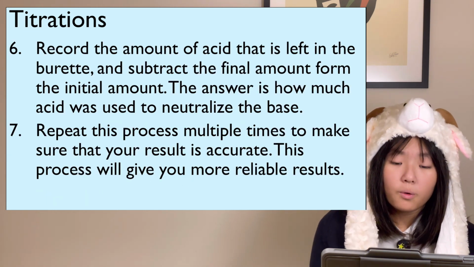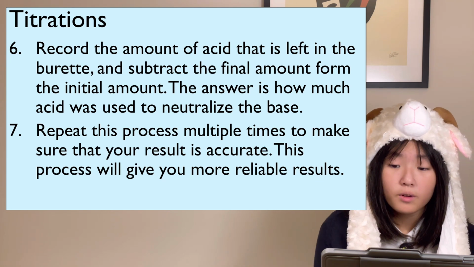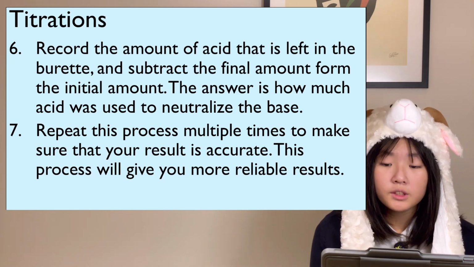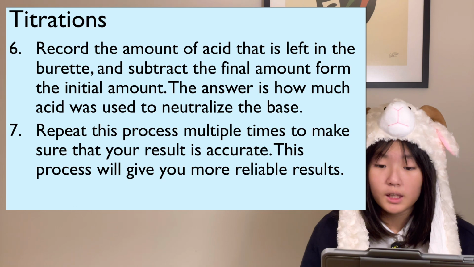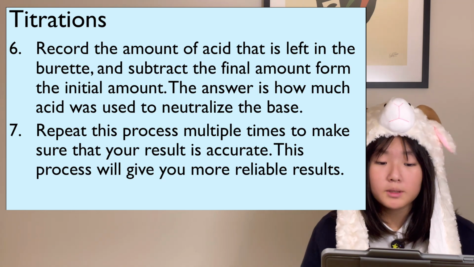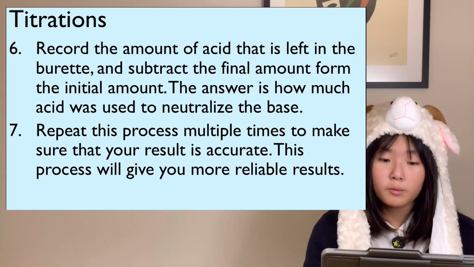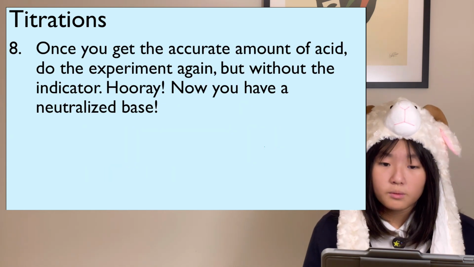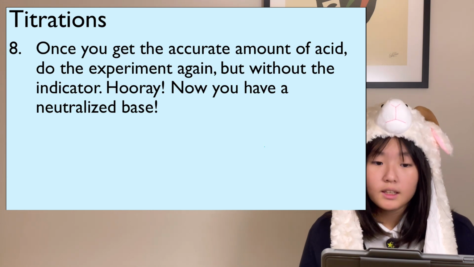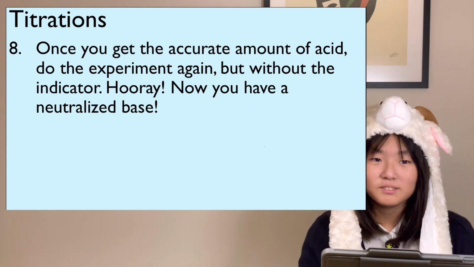Then, record the amount of acid that is left in the burette and subtract the final amount from the initial amount. The answer is how much acid was used to neutralize the base. Finally, repeat this process multiple times to make sure that your result is accurate. This process will give you more reliable results. Finally, once you get the accurate amount of acid, do the experiment again, but without the indicator. Hooray! Now you have a neutralized base.